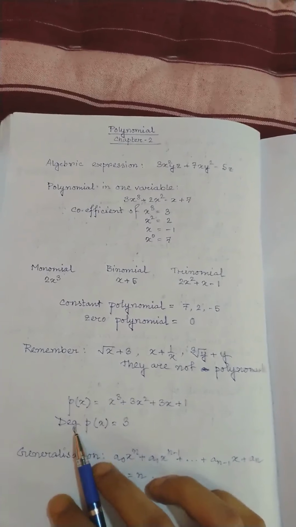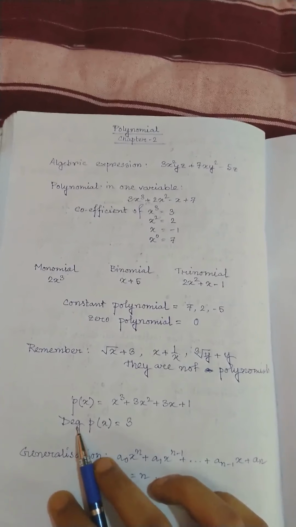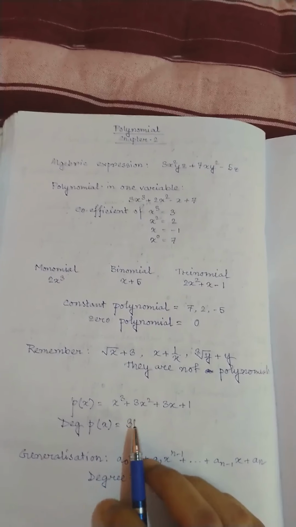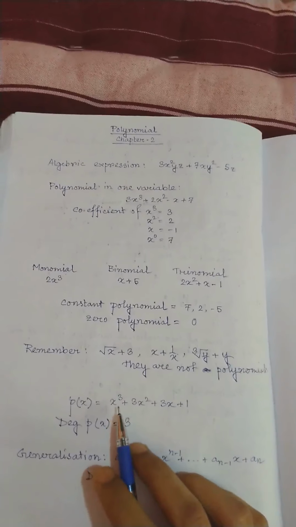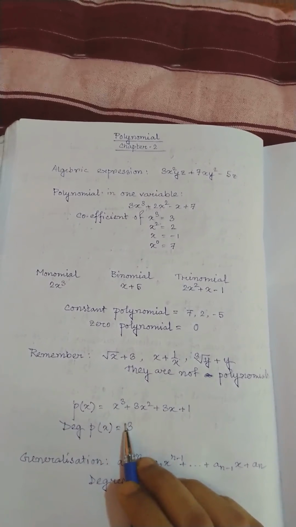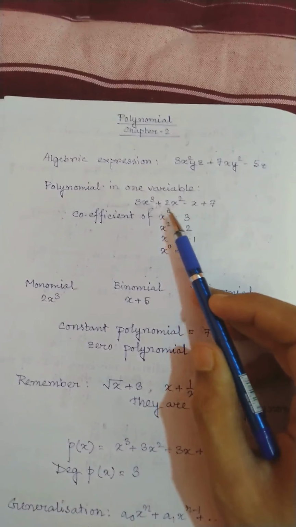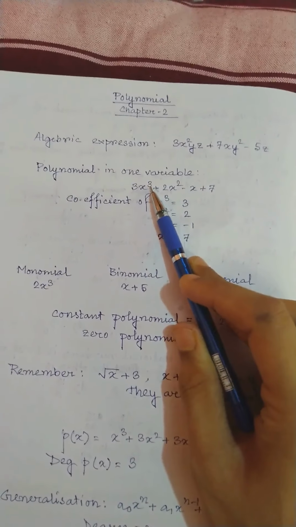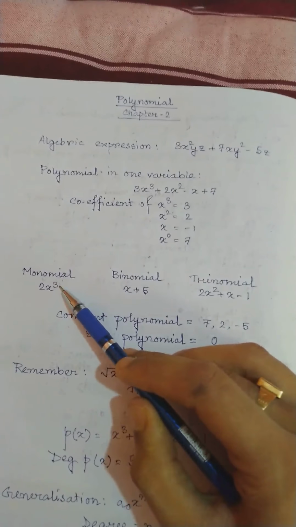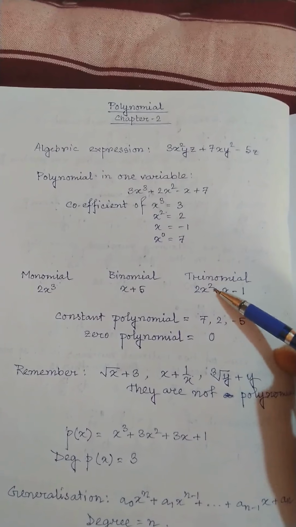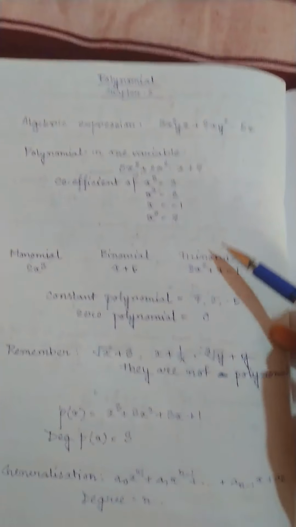Now comes the degree of p(x). We write it as deg p(x), which is equal to 3. Now why is it equal to 3? See, the highest power of x here is 3. So the degree of p(x) is 3. Now for this polynomial, we also write that the degree of this polynomial is 3 because the highest power is 3. Here it is also 3, but here it is 1 and here it is 2, because the highest power is 2.